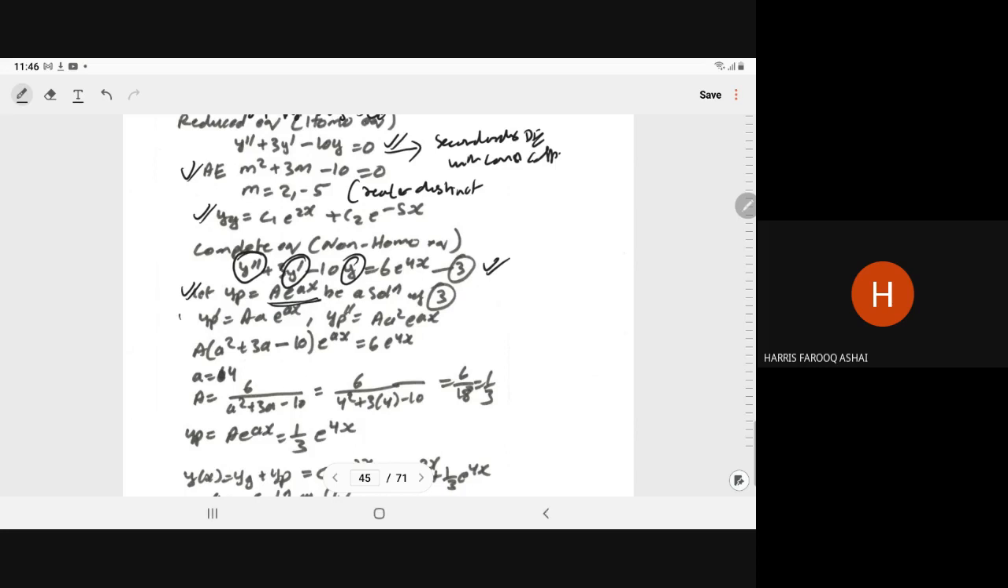So yp dash you can compute, and yp double dash you can compute as capital A into small a into e to power ax, and capital A into a square into e to power ax. So now we substitute the values: y double dash plus 3y dash minus 10y is equal to 6 e to power 4x.